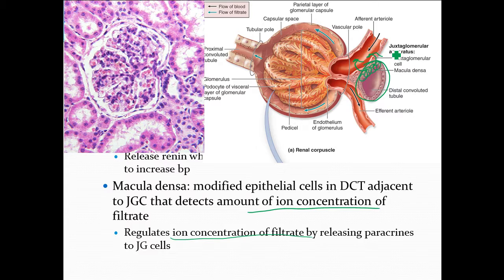So if you think about it, if it becomes really highly concentrated in ions and the macula densa ends up detecting that, right? So here, the distal convoluted tubule detects really high concentration. It's going to release some paracrines to the juxtaglomerular cell. So what is it going to do then? It's going to end up causing vasoconstriction or vasodilation at this point. Do we want to have more filtrate or less filtrate?